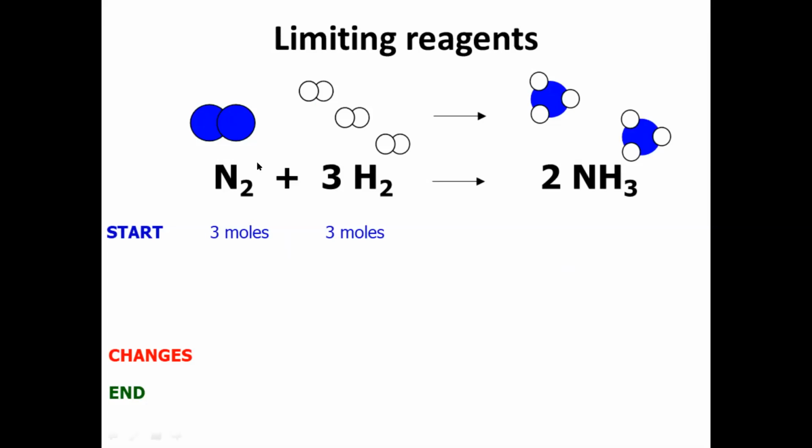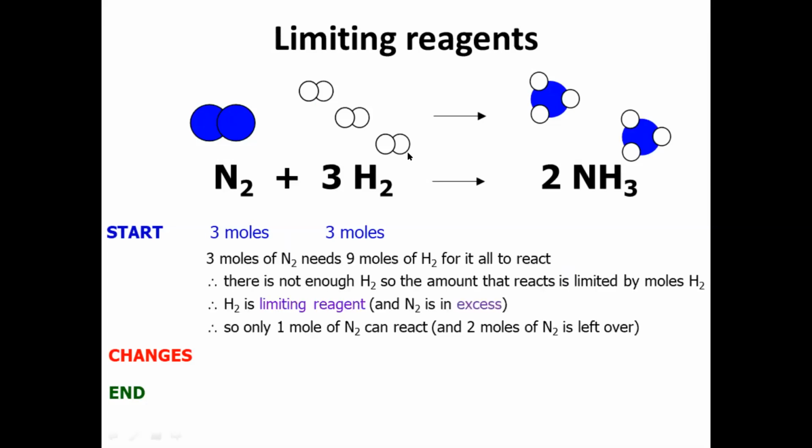So first, you see that the ratio is 1:3, right? So 3 moles of nitrogen would need 9 moles of hydrogen for it all to react. But we don't have 9 moles of hydrogen, we don't have enough. So that means 3 moles of nitrogen is not going to happen. Nitrogen is in excess. What that means is that hydrogen is a limiting reagent because all of it reacts, and it's limiting how much nitrogen can react, isn't it? Right? So only 1 mole of nitrogen can react.